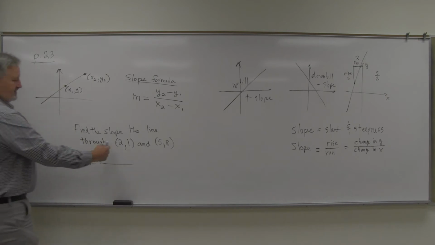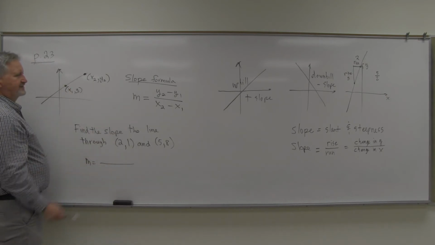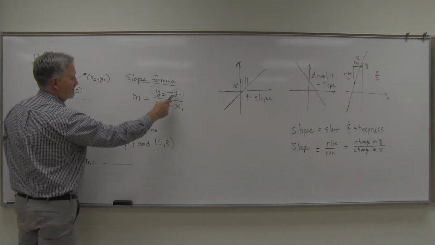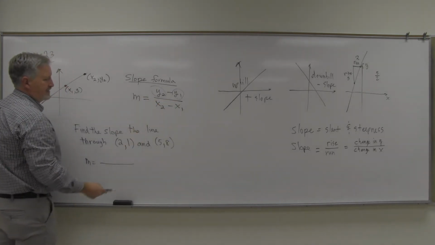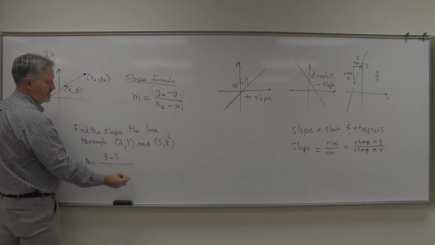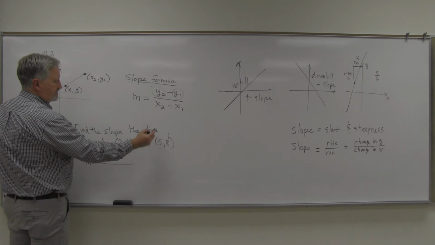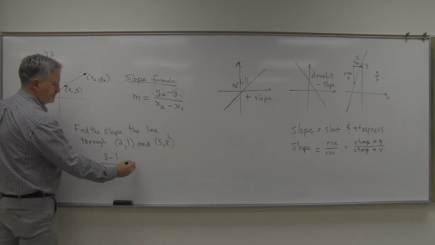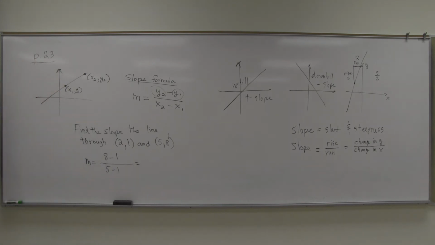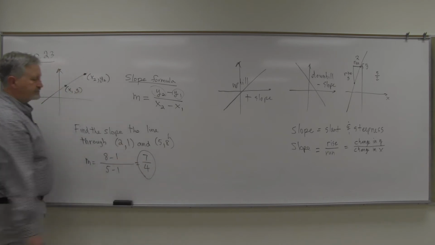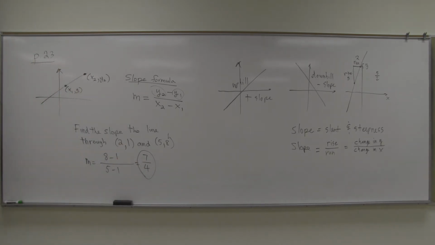Like I said, it looks like a complicated formula, but all this means is second y minus first y. So you take your second y, which is 8, minus the first y, which is 1. Second x, 5, minus first x, 1. That gives you your slope. In this case, that would be 7 over 4. So that line has a slope of positive 7/4, so it would be an uphill line.